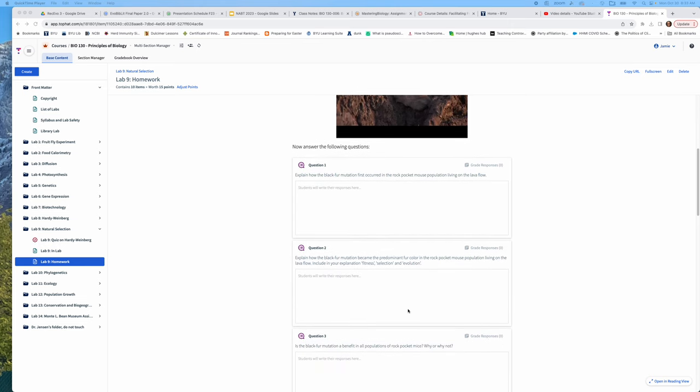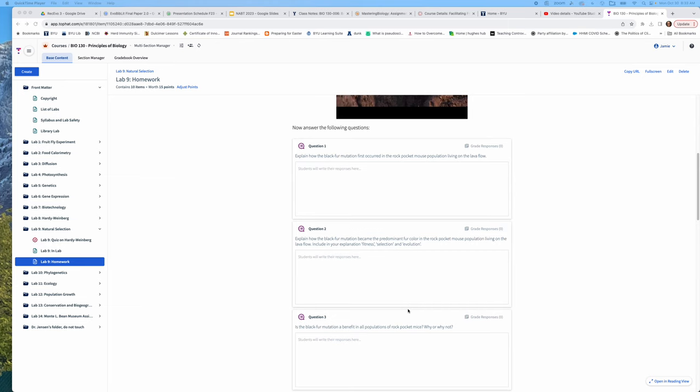For number two, explain how it became the predominant fur color. So now we're talking about fitness. So the black color gives them an edge. It gives them higher fitness. They're able to survive and reproduce better, and so they're selected for by the environment and the population evolves.